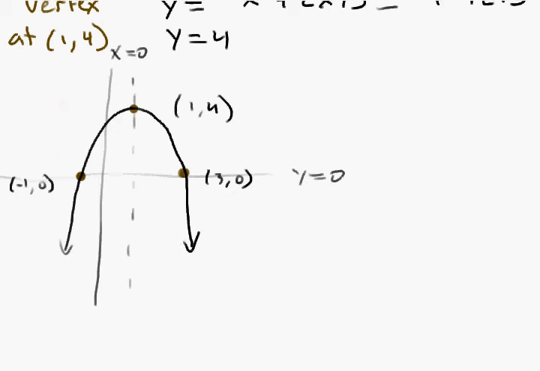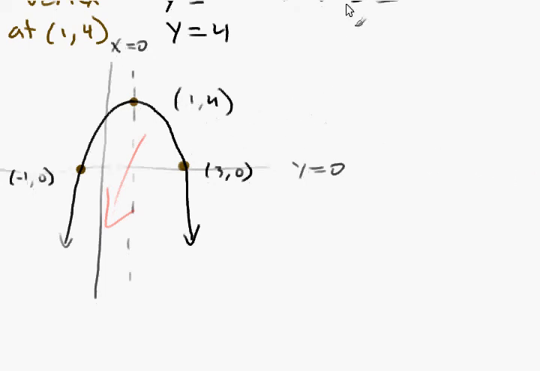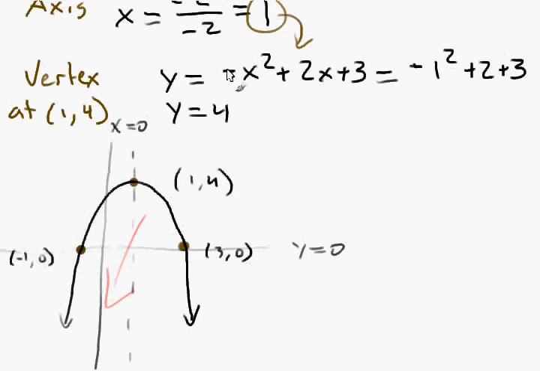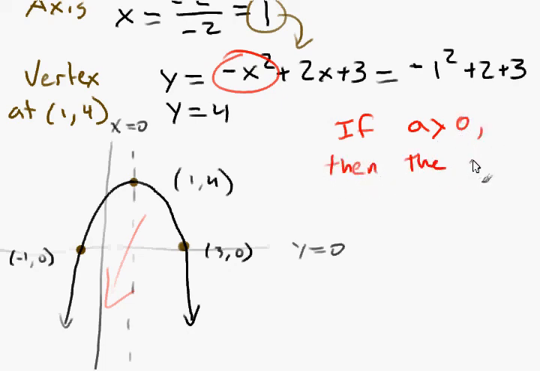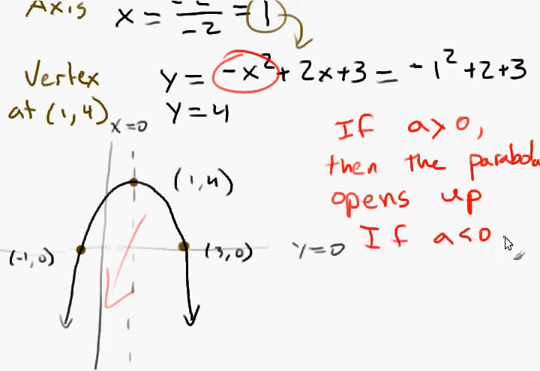But the important thing here is, you take a look, this parabola opens downward. Our previous one opened upwards. What was the big difference? Negative x squared. Remember this constant here is called a, and if a is greater than 0, then the parabola opens upwards. If a is less than 0, then it opens down.